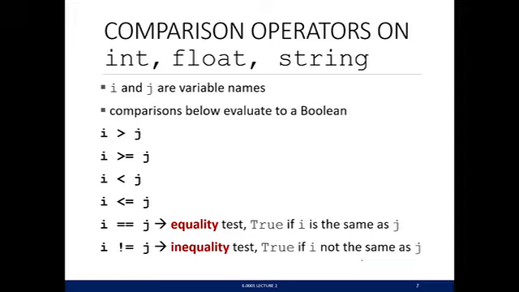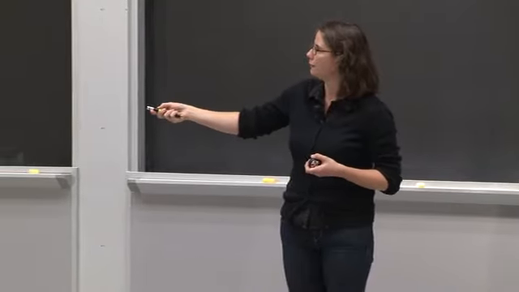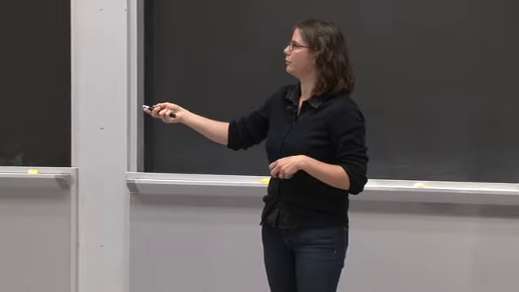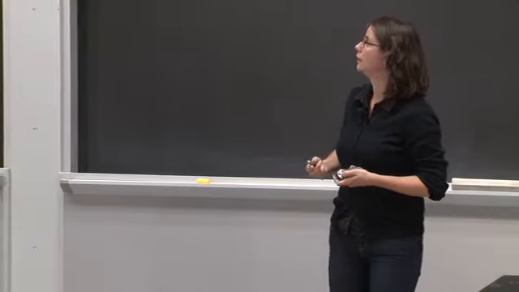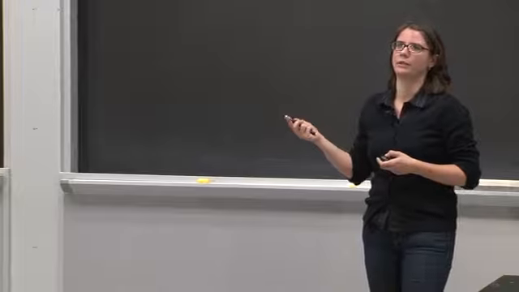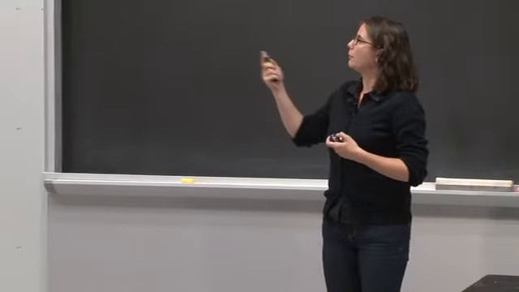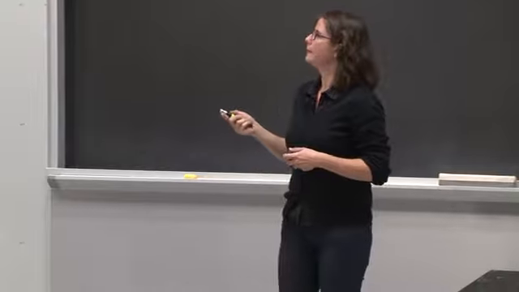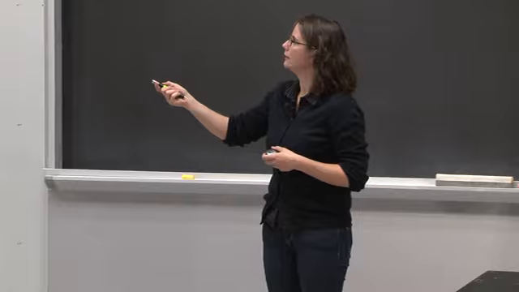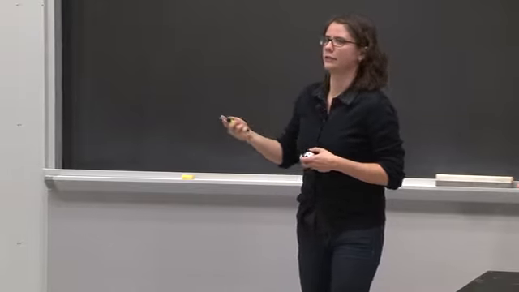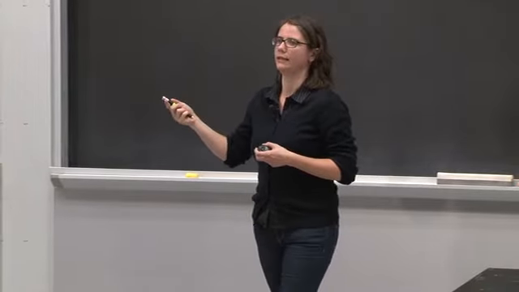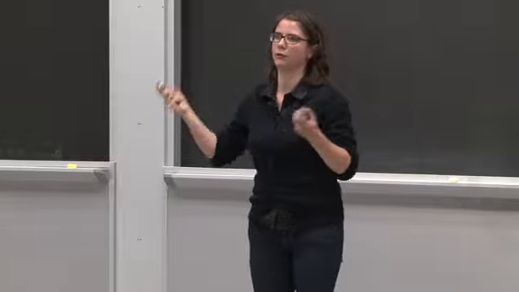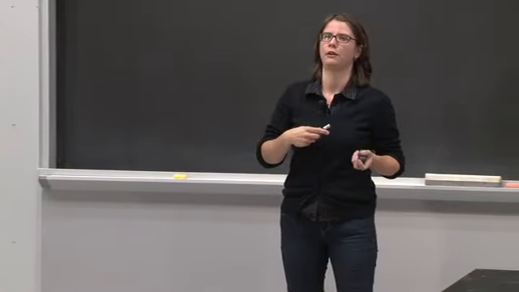And you can also test for inequality with the exclamation equal. So that means, is the value of the variable i not equal to the value of the variable j? True if yes, false if no. Okay, so those are comparison operators on integer, floats, and strings. On Booleans, you can do some logic operators. And the simplest is just inverting. So if A is a variable that has a Boolean value, not A is just going to invert it. So if A is true, then not A is false, and vice versa.